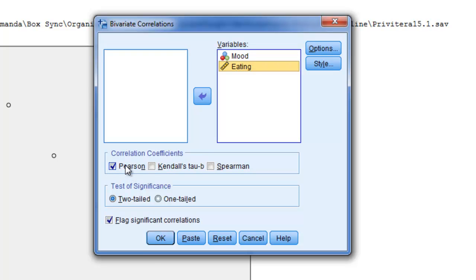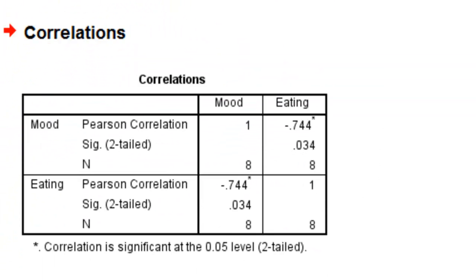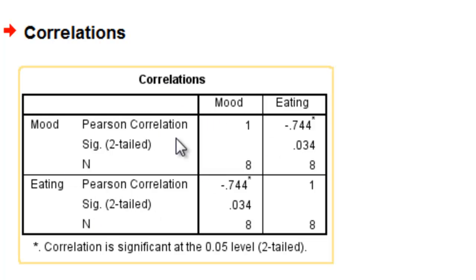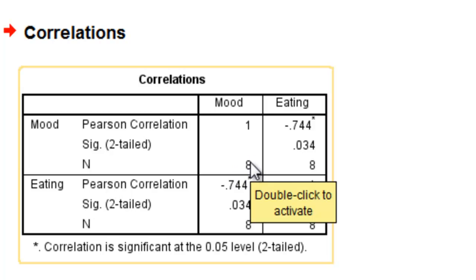So we'll keep all of these clicked to their defaults, move our variables over, and hit OK to see our results, pardon me. So here we have a correlation table. Now, you have a Pearson correlation, so that's going to be in this row. You have the statistical significance, so that's our p-value, and then you have your n, so your count, the number of people. Remember, we had data from 8 people. Now, you have variables over here, so we have mood right here, we have eating right here, and over here, we have mood here and eating here.